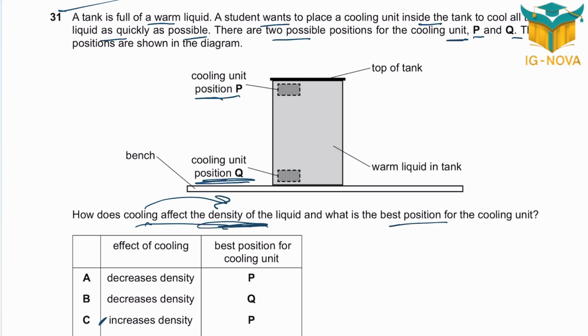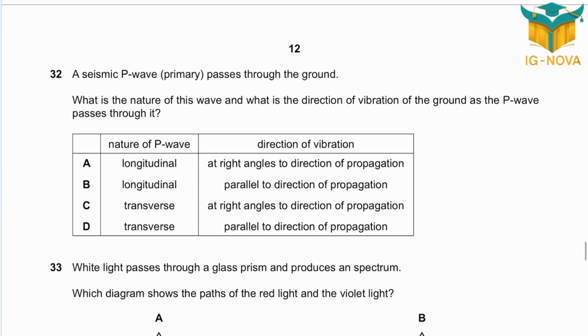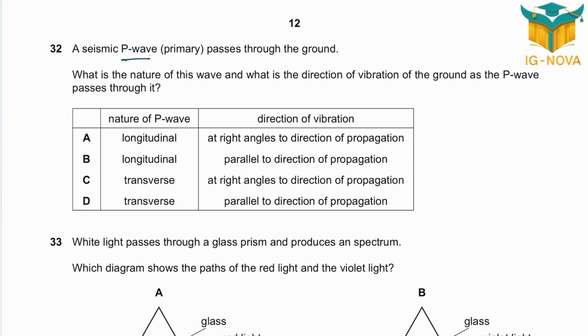And what is the best position? Is the best position Q or P? Surely it's P, because cooling makes the liquid denser and it moves down, and the less dense liquid moves up to make a convection current. So the best position is P. So the right answer is C. Easy.